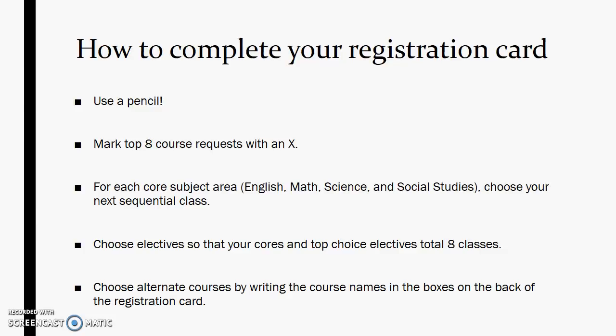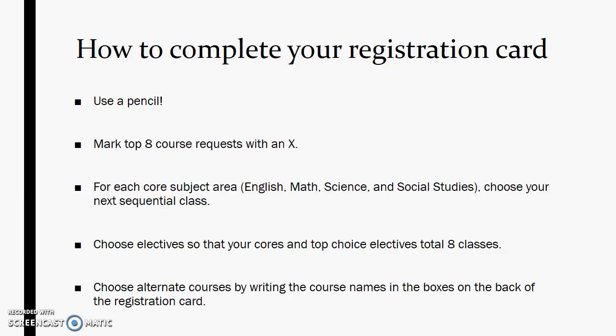When you're filling out the card, you will mark your top 8 course requests with an X. Those 8 course requests are made up of both your core subject areas and also your electives. So your top 8 you're going to mark with an X next to the course name. For each of your core subject areas, so for your English, your math, your science, social studies, you'll choose your next sequential course. After that, you will round out your top 8 with electives to make sure that those total 8 top choices.